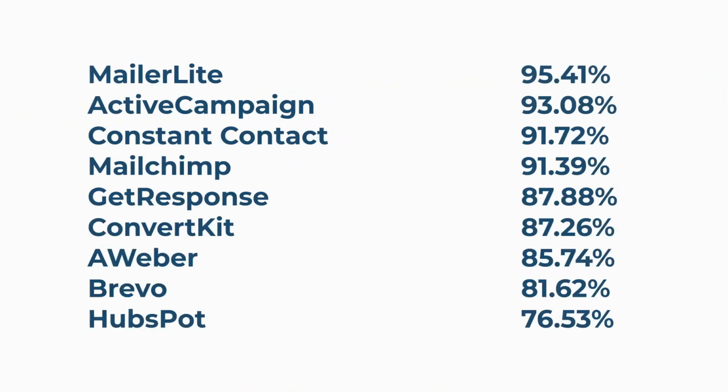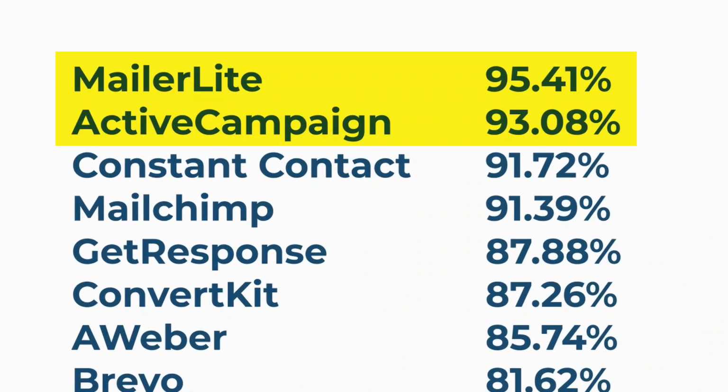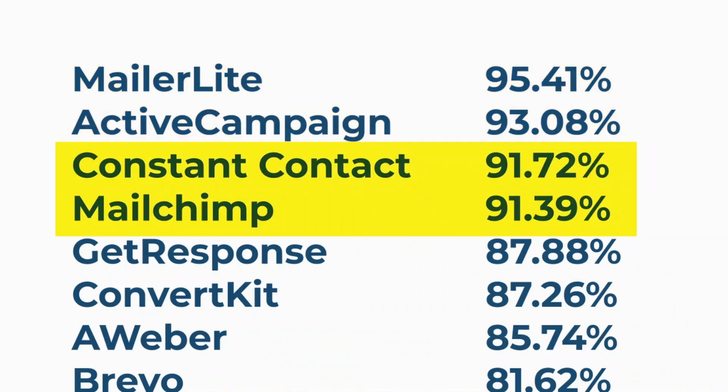To help you choose wisely, we tested and measured the delivery rates of all the popular email marketing software options. The numbers on the screen show their average deliverability rates over the last year and a half. MailerLite and ActiveCampaign seem to have the best deliverability overall, followed by Constant Contact and Mailchimp. The results of deliverability tests can fluctuate a lot from test to test, so it's important to take those numbers with caution and not rely on them completely. Consider them as rough estimates rather than precise figures.